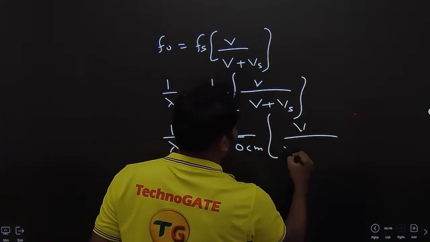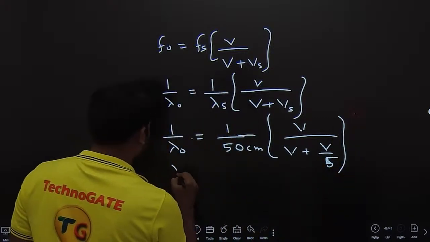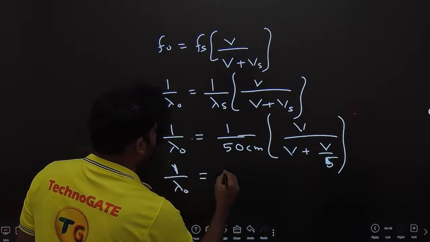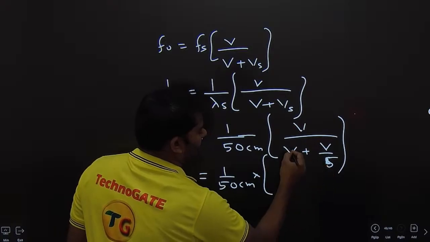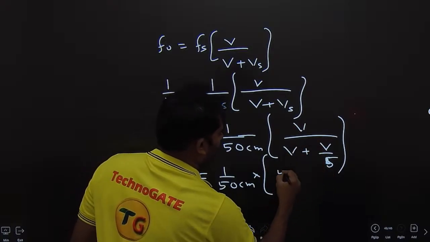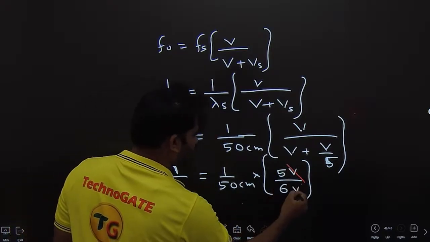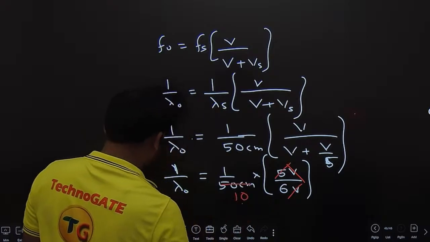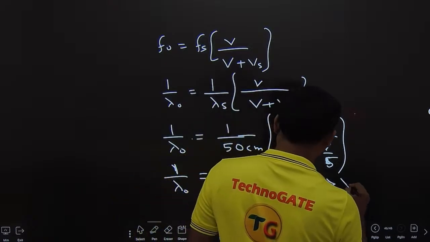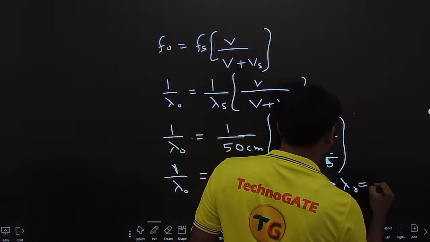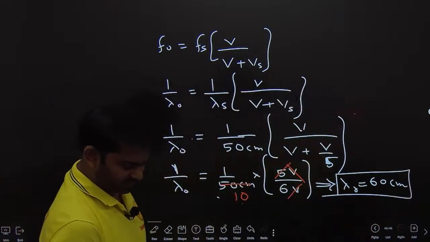Velocity of the sound by 1/5 of the sound, which is 5 here. So if you simplify this, 1/lambda naught is equal to 1/50 centimeters into 5v plus v, 5v by 6v, right? So this v will get cancelled out. So we are actually getting lambda naught as 60 centimeters. This implies lambda naught, the wavelength at the observer, is equal to 60 centimeters.